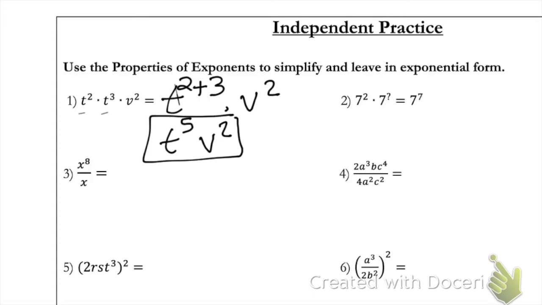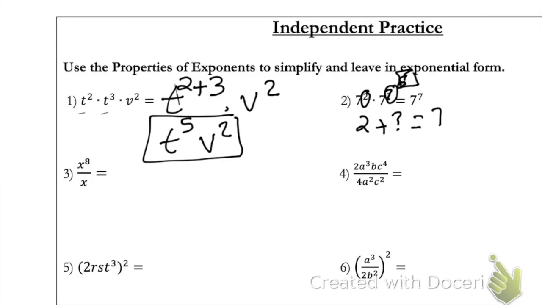Number 2. So on number 2, it says 7 to the second times 7 to the what will give you 7 to the 7th power. So we're looking for what needs to go in this blank. As you can see here, we have the same bases, which means we're going to need to add up the exponents. So think of it as 2 plus what gives you a 7? Well, 2 plus 5 will give you a 7, which means up here we have to have the 5th power. 2 plus 5 is that 7th power. Okay? So 5.